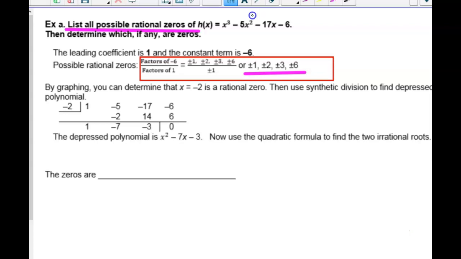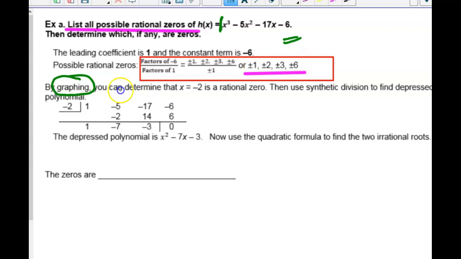This one has a very nice leading coefficient of 1, right? And back here, negative 6. So all the factors of 6 are just 1, 2, 3, and 6. You put them over the factors of 1, and you just get 1, 2, 3, or 6, positive or negative. Then they graphed. That's an important piece, guys. Because I don't know how to factor x cubed minus 5x squared minus 17x minus 8. And you're going to be asked to find all the zeros.